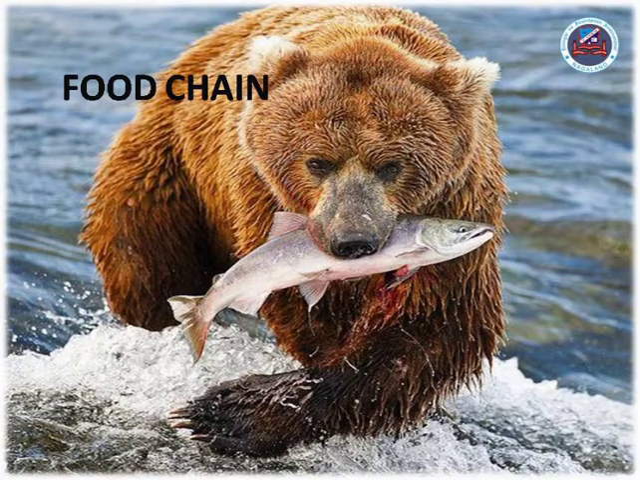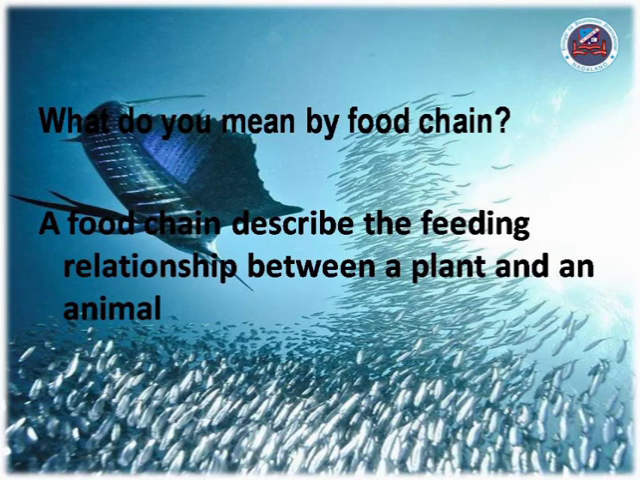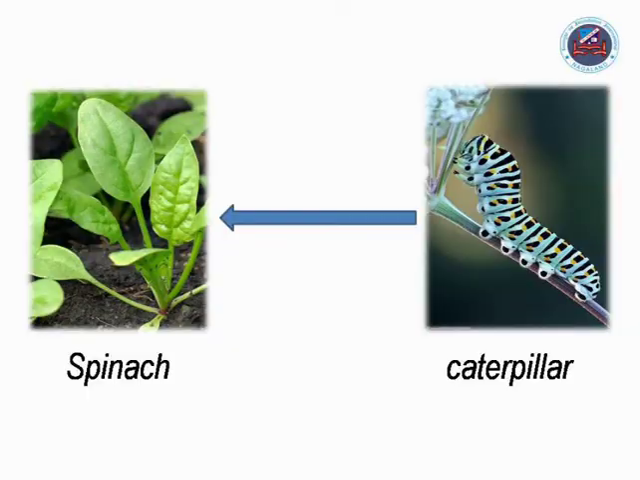We can illustrate a feeding relationship using a food chain. Now, what do you mean by food chain? A food chain describes the feeding relationship between a plant and an animal. So let me show you some examples of food chain. So here, spinach is eaten by caterpillar.